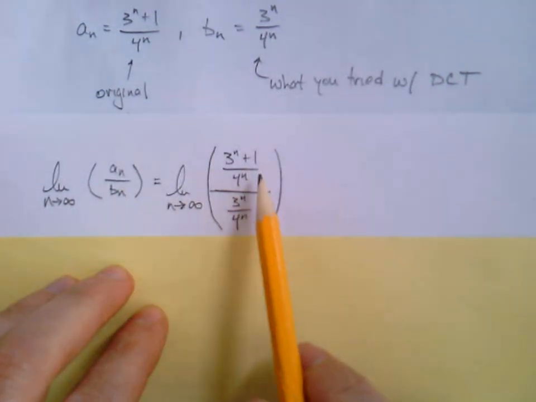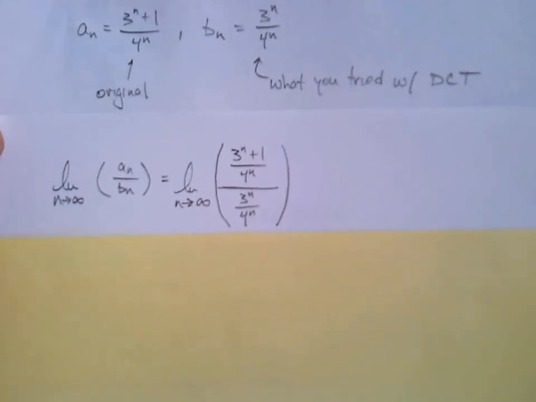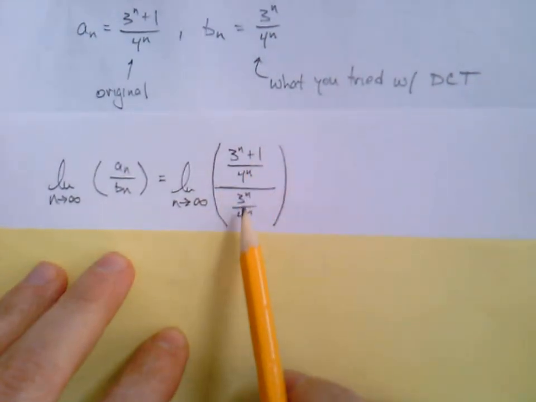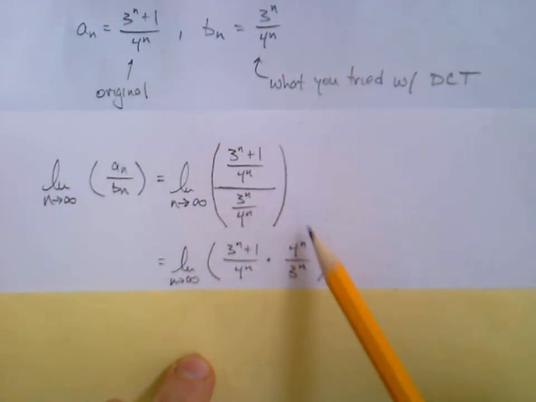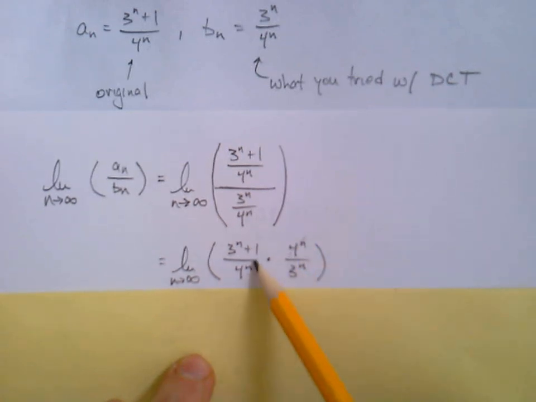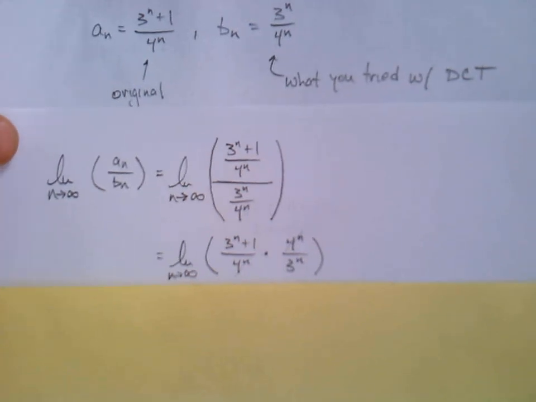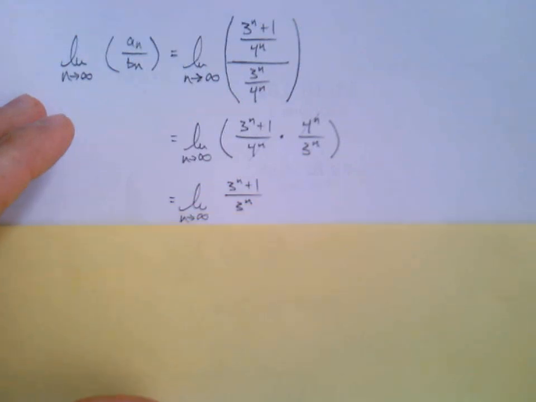So then I put them in ratio, right? AN over BN. And if I can take this limit and figure out if it converges or diverges, then I got it. Okay, so what's nice, because I only changed the +1, I'm going to get some nice cancellation. Right? I'm going to flip that denominator and multiply, canceling 4 to the n. Once those are gone, then I'm looking at this.